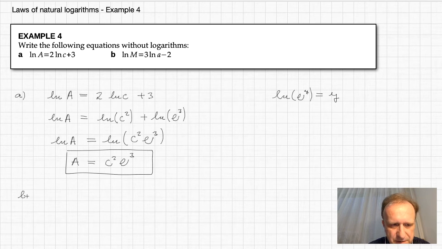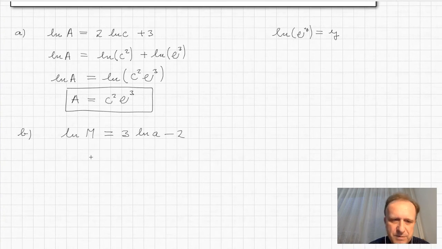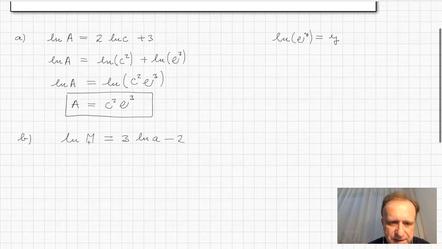Now let's go for part B. In part B we have the natural logarithm of m equals 3 times the natural logarithm of a minus 2. So in a very similar way, we will suppose that both m and a are positive in order for those logarithms to be defined. So if you want to be able to find the value of the logarithm, you have to take it from a positive number. So m and a are positive.